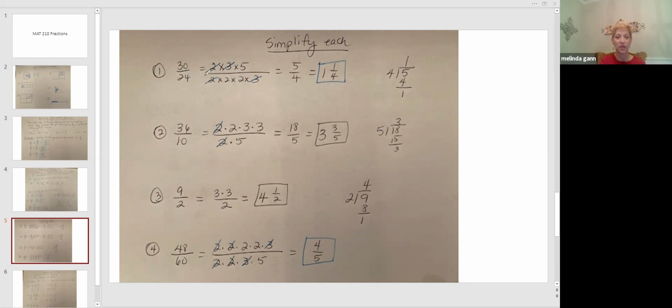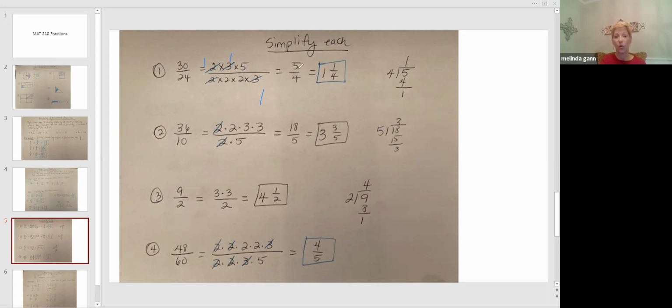2 divided by 2, that ends up being a 1. Okay. I did 3 divided by 3, and that ended up being a 1. So 1 times 1 times 5 is 5. And 1 times 2 times 2 times 1 gives me 4. Now, why isn't 5/4 the answer?